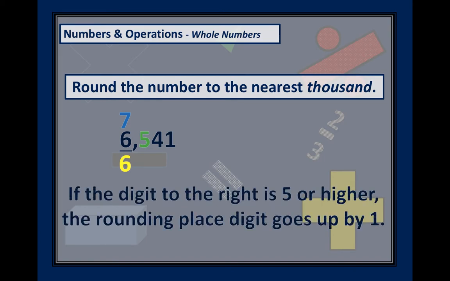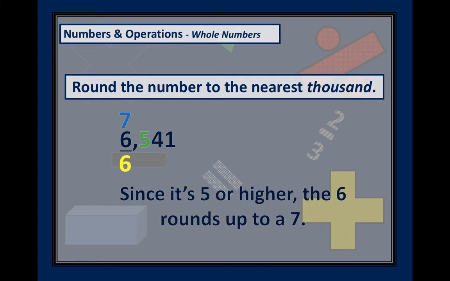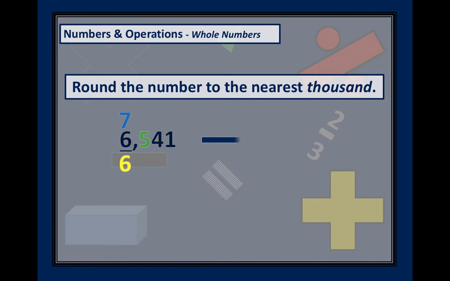And the rounding rules say if the digit to the right is 5 or higher, the rounding place digit will go up by 1. And remember, if the digit to the right is 4 or lower, the rounding place digit would stay the same. In this case, we can see that it is 5 or higher, so that means our original place that we're rounding to, the thousands place, has a 6. That 6 is going to round up to a 7. And again, I'm going to use that arrow.